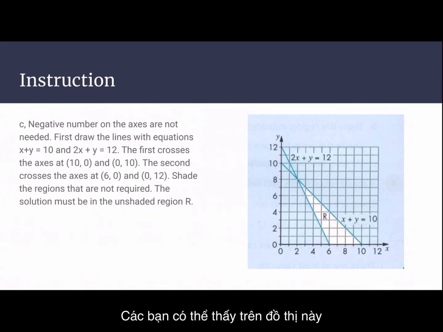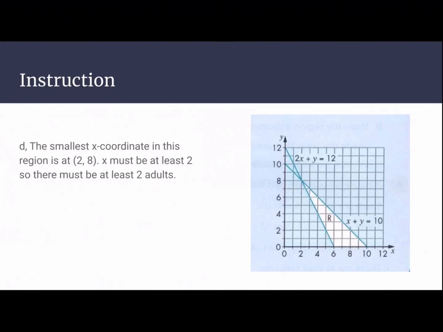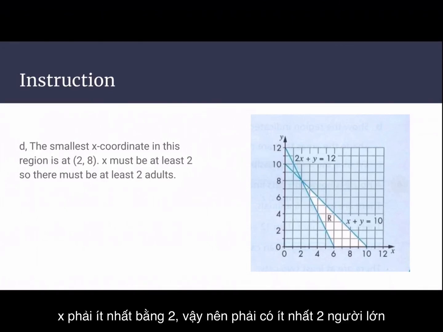So you can see on the graph here, the unshaded region R is the white region, and that is the answer for the problem. And for D, the smallest x coordinate in this region is at 2, 8. X must be at least 2, so there must be at least 2 adults.